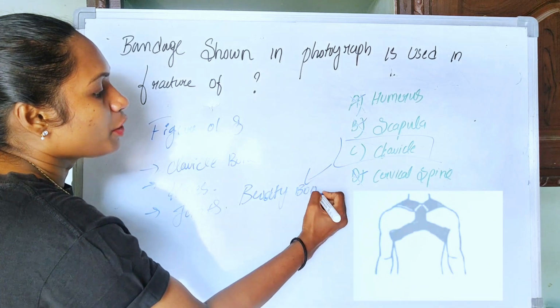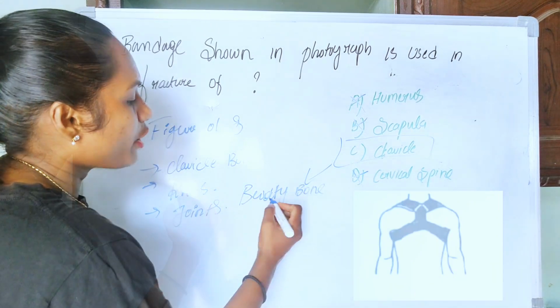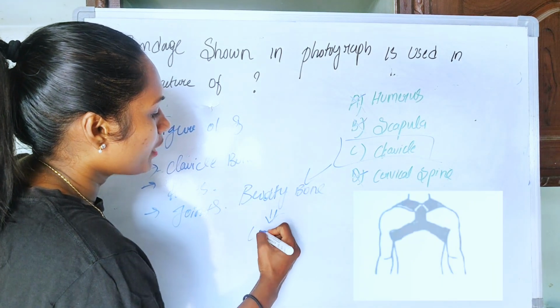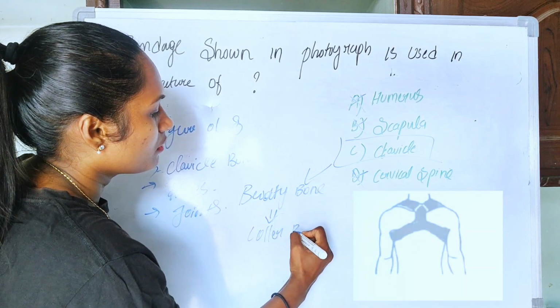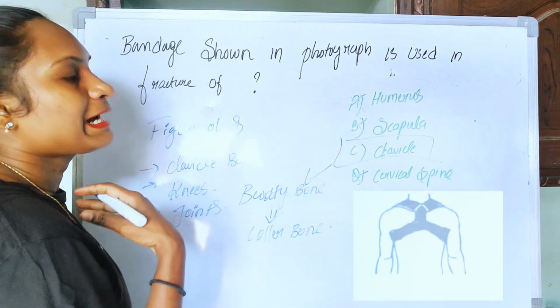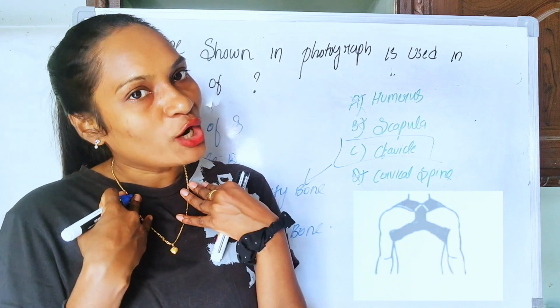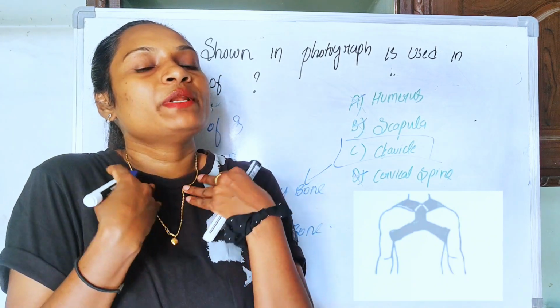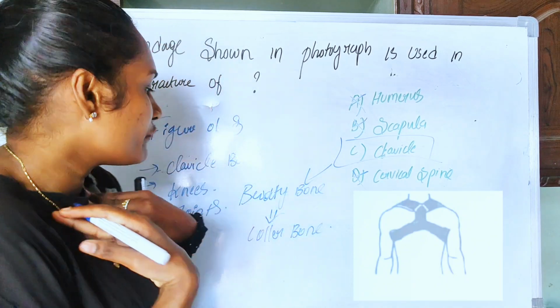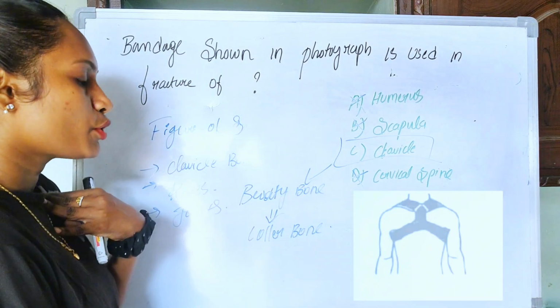So the clavicle bone is called a beauty bone, and also we call it a collar bone. This bone we call a beauty bone and collar bone also, because it is available in this kind of area, so we call it a collar bone also.